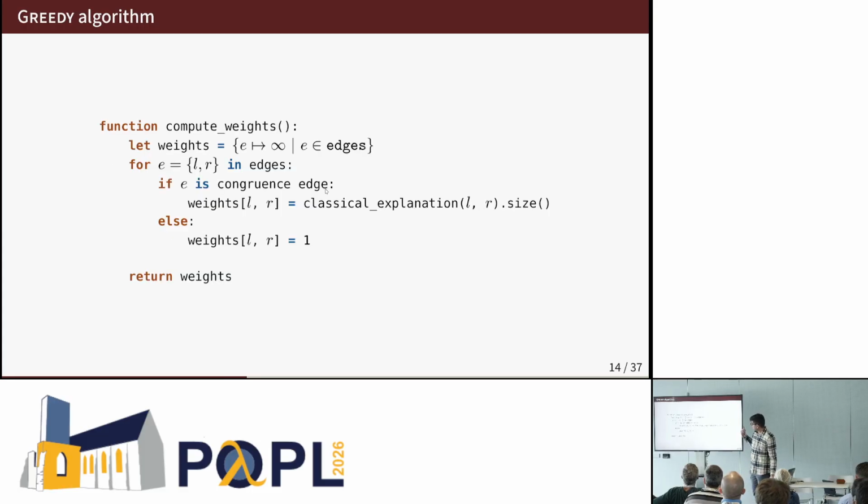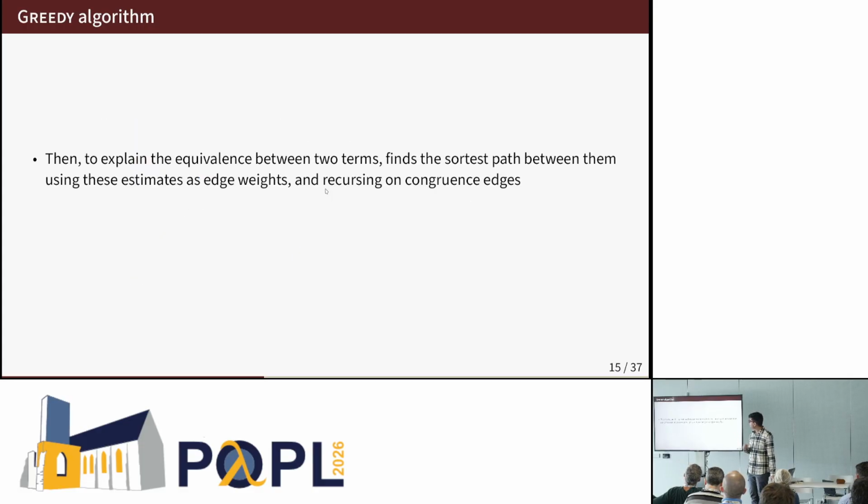And here's the algorithm for doing that. It's very simple. At the start, the weight is infinite for everything. But for every edge which is a congruence edge, we call the classical explanation here and get its size. And for equality edges, the weight is just 1. Right. So once we have the weights computed for the graph, to explain the equivalence of two terms, we just find the shortest path between them using those estimates as weights. And of course, again, we're going to recurse on congruence edges every time we find them.